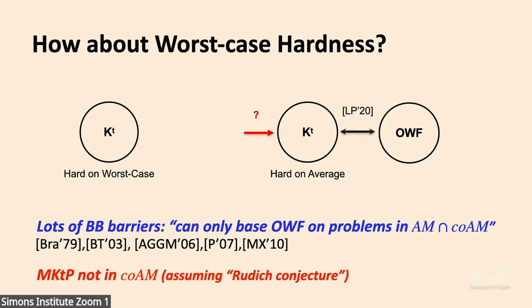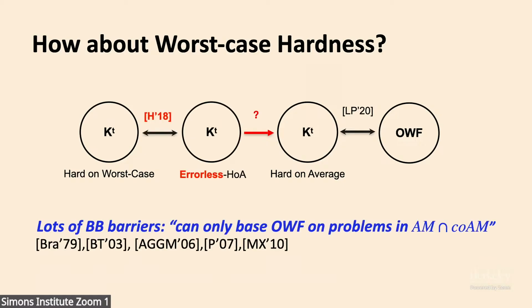In fact, the first thing that shows that there is a lot of hope is this breakthrough result by Hirahara from 2018 that showed that you can take worst case hardness of MKTP and get average case hardness. So you can go almost from here to here. There's just one catch: he gets errorless average case hardness, whereas to get to one-way functions, we need two-sided error. This was really a breakthrough result and very surprising because it went around this barrier.